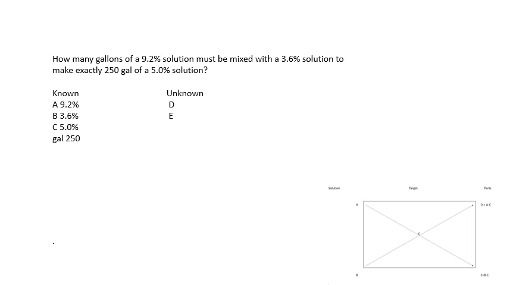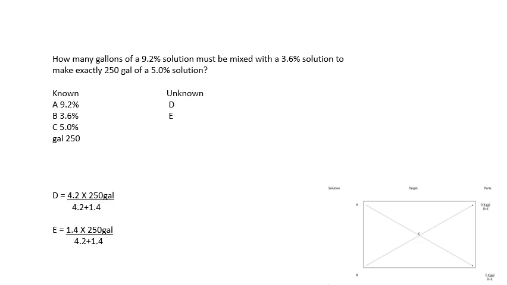So you have a solution of 9.2% for A. For B, you have a 3.6% solution. For C, you're trying to make a 5% solution, and you have 250 gallons. So let's go ahead and solve for D and E first. So D is equal to A minus C, and E is equal to B minus C. I plug numbers in. So your 9.2% minus 5%, and E is 3.6% minus 5%, and this will give you the parts. So you have 4.2 parts for D and 1.4 parts for E.